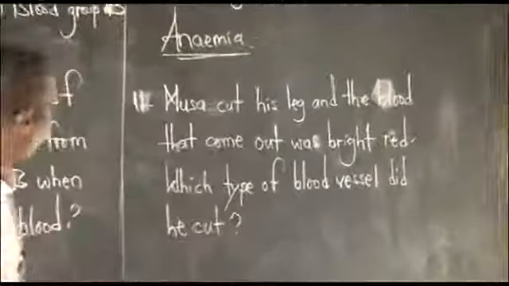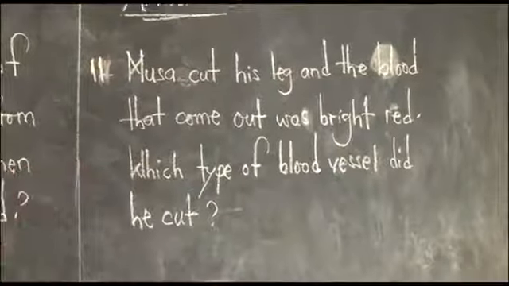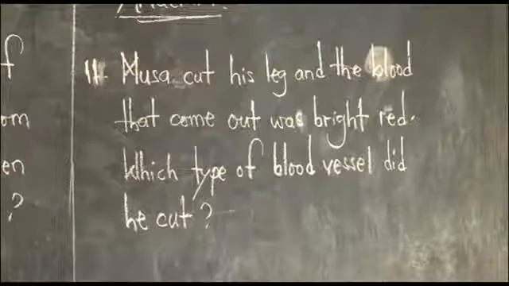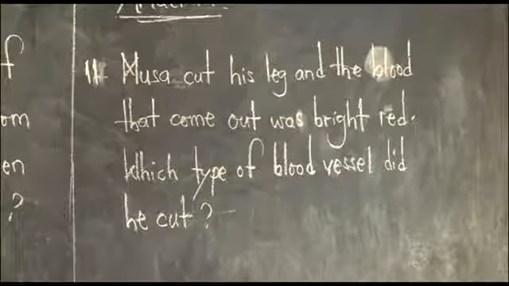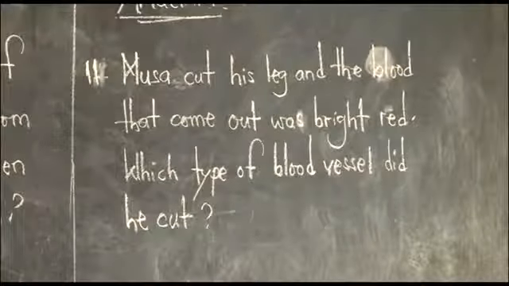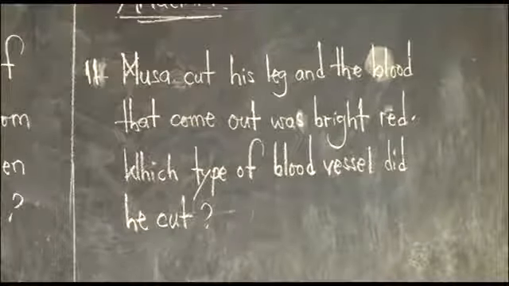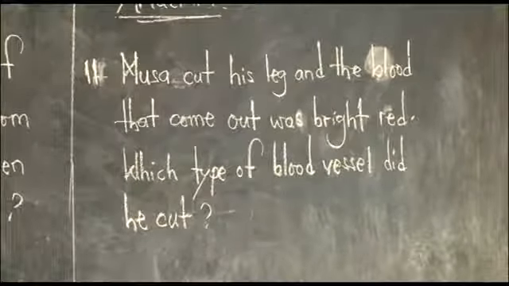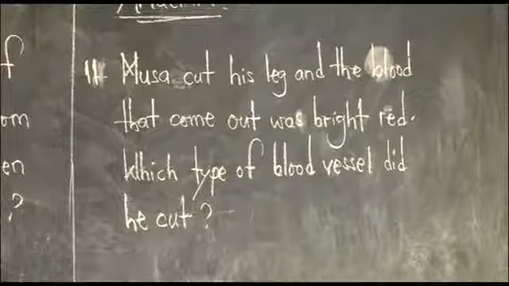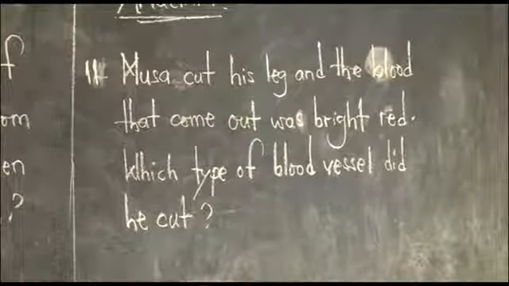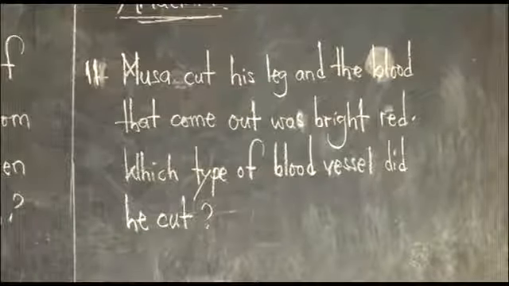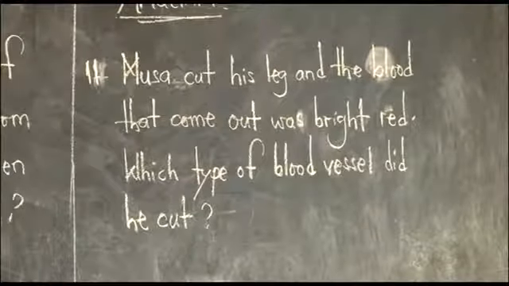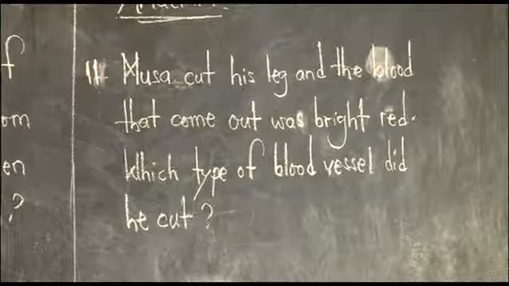For number 11, we are told Musa cut his leg, and the blood that came out was bright red. We ask, which type of blood vessel did he cut? Blood with oxygen, we know, is bright red, and blood without oxygen is dark red. So check on the blood vessels: arteries, veins, and capillaries. Which blood vessel carries bright red blood with oxygen, and which carries blood without oxygen?